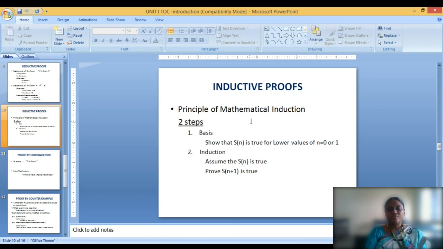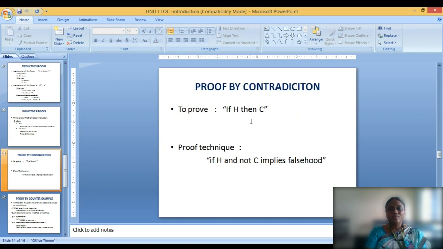Next is inductive proof. Inductive proof is done by mathematical induction, where we have two steps. In the basis step we put n equal to 0 to prove any condition. Then we extend it to n equal to 1, and then in the induction step we put n equal to n plus 1 and then prove the formula. This is called inductive proof.